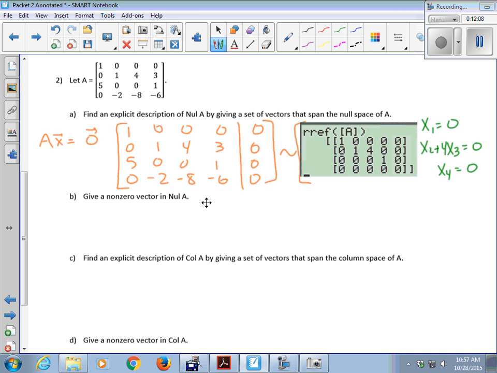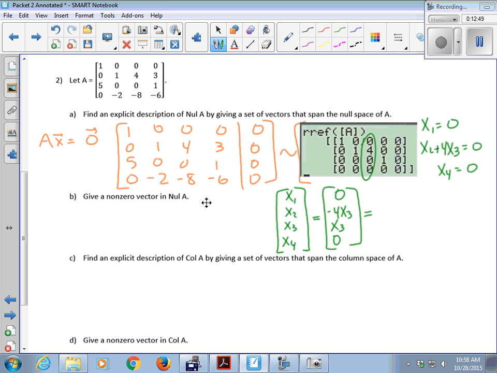All right, what is my free variable here? X3, because there's no pivot in that column. So my free variable is x3. So if I want to write out my solutions, x1, x2, x3, x4, my solution set is always going to be 0. X2 is negative 4x3. So based on this equation, if you solve for x2, you get negative 4x3. X3 is free, so I'm just going to put an x3 there. And x4 is 0.